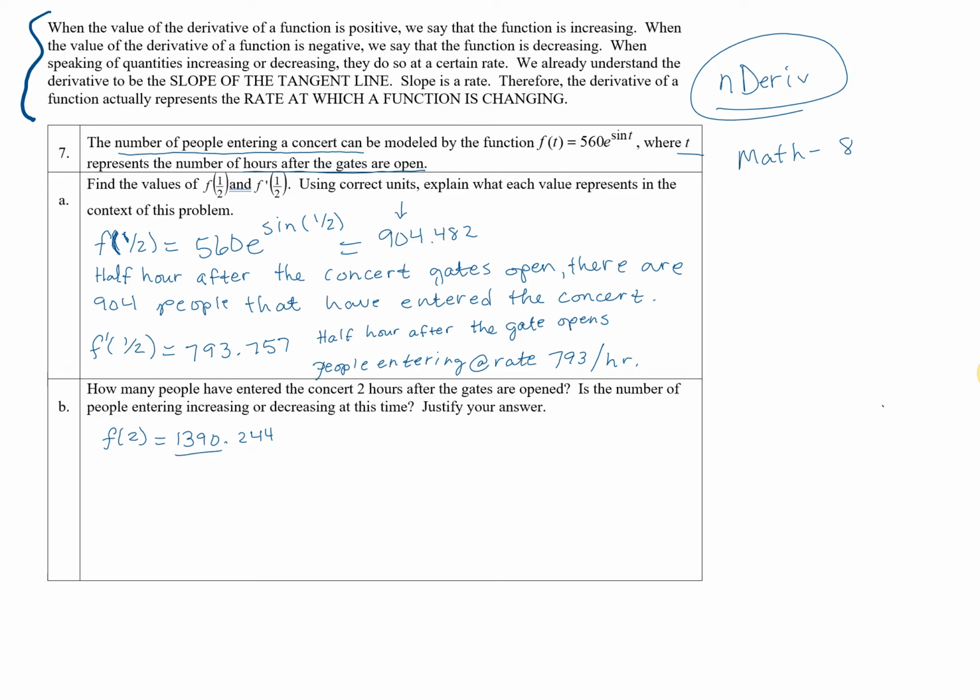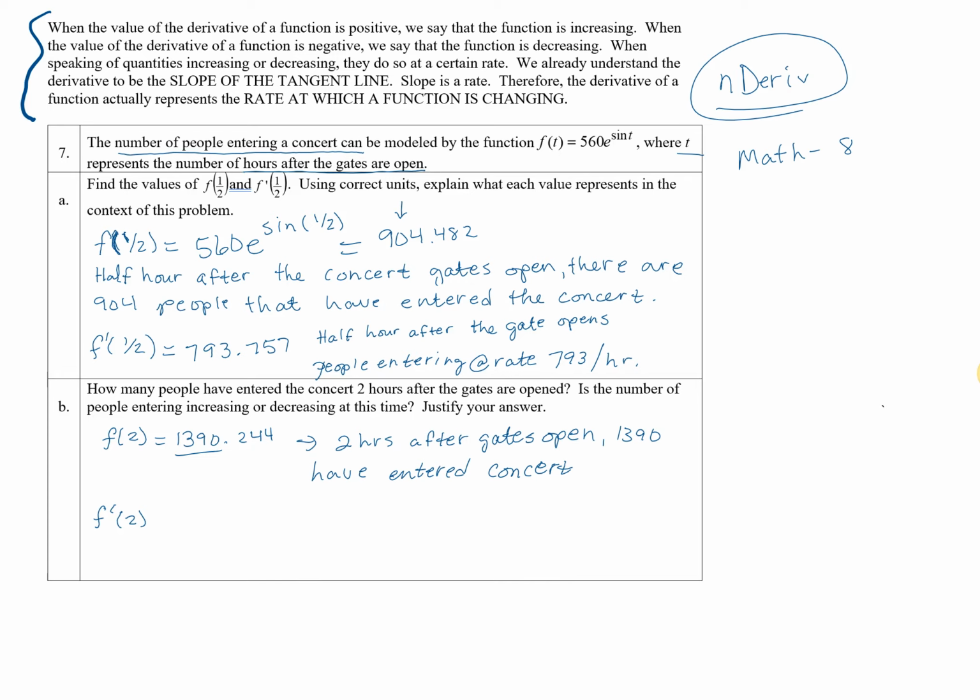Let me write that down really quickly: 2 hours after the gates open, 1,390 have entered the concert. Now let's take a look at the second part of this. The second part asks whether the number of people entering is increasing or decreasing at this time. All they want us to do is check, well, what's f prime of 2?